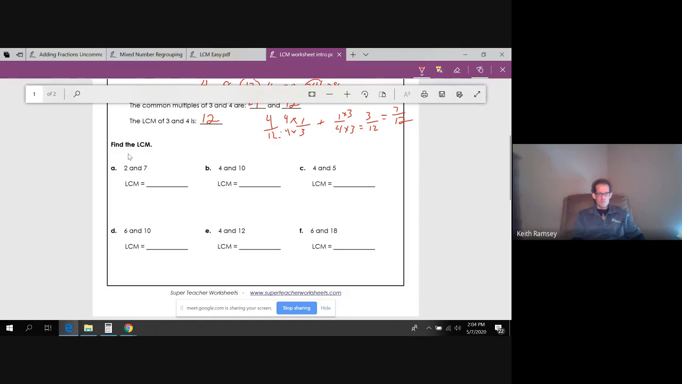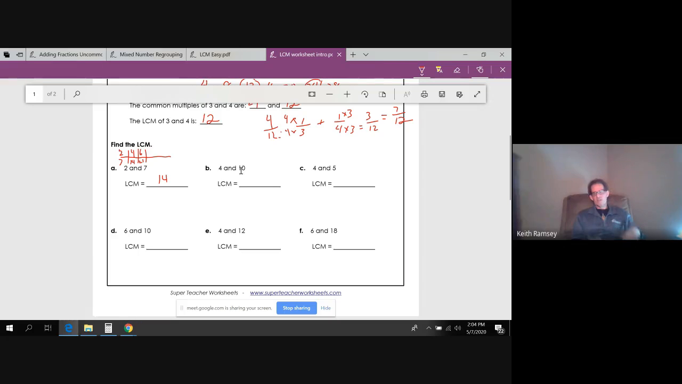If I was to find the multiples for 2 and 7, I'd start out by multiplying times 1. 1 times 2 is 2, 1 times 7 is 7. Then 2 times 2 is 4, 2 times 7 is 14. Then 3 times 2 is 6, 3 times 7 is 21. I look and I still don't have a common multiple until you eventually get to 2 times 7 is 14 and 7 times 2 is 14. So for this one, it would be 14.